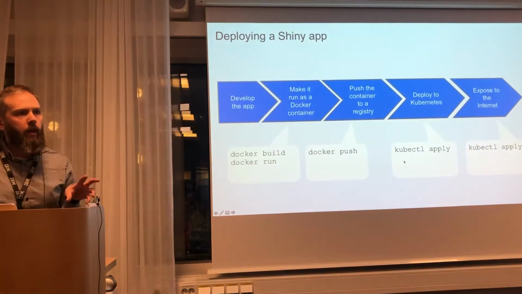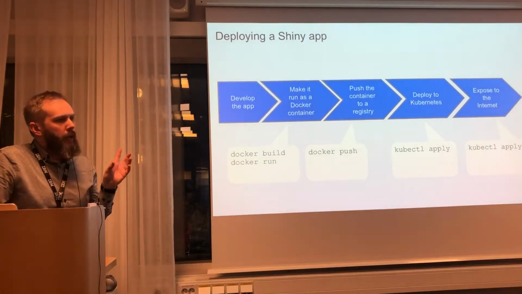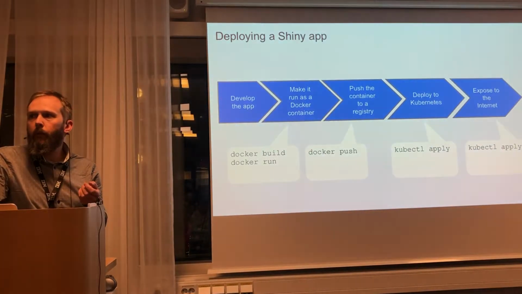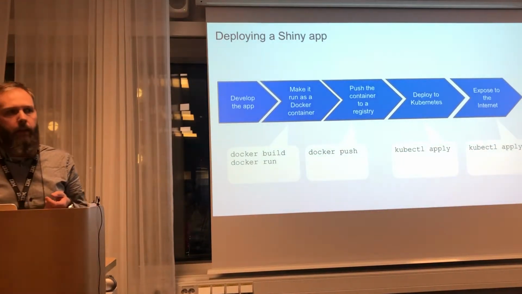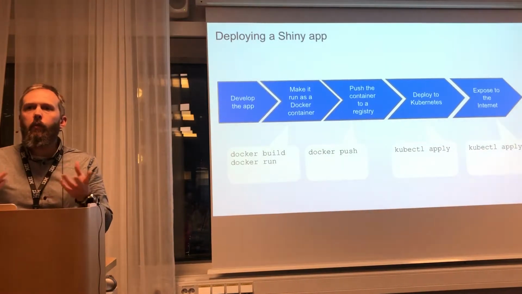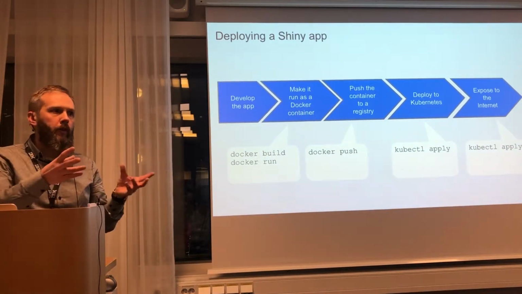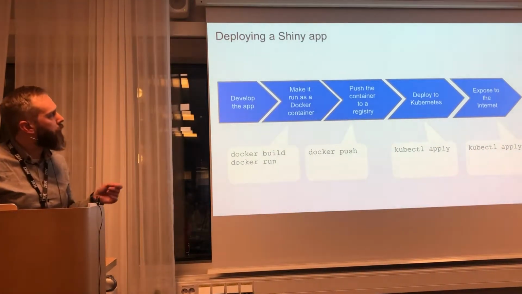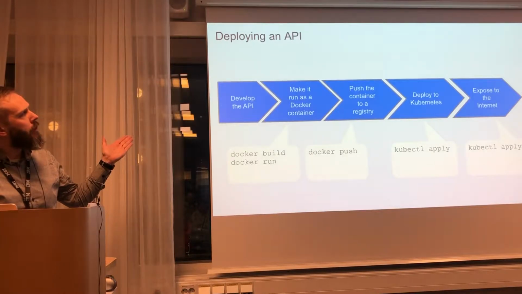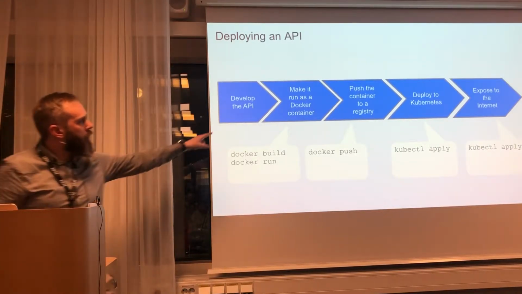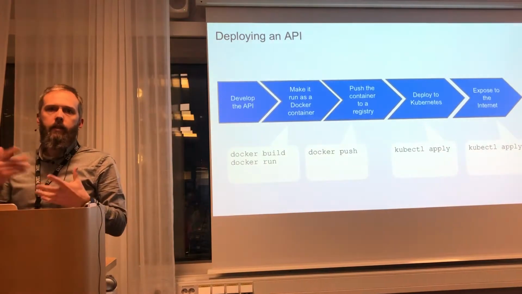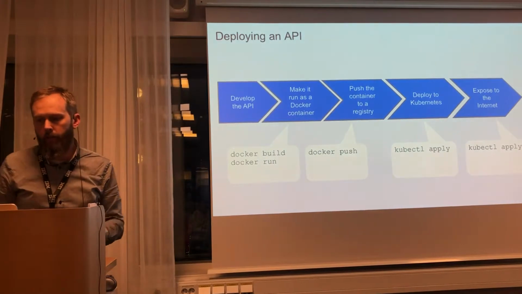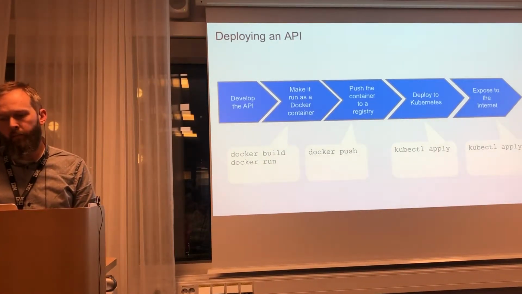I want to transition now from deploying a Shiny app into deploying an API, because that's something that we also deploy. We write an API that responds to requests not from users with web browsers, but from other systems, other components, other APIs even. So the question is how is the process compared to that? This is the Shiny app process, and this is how to deploy an API. So we changed over here, right? It's the exact same procedure. We will develop it, we will make it run as a Docker container, etc. There's no difference basically.